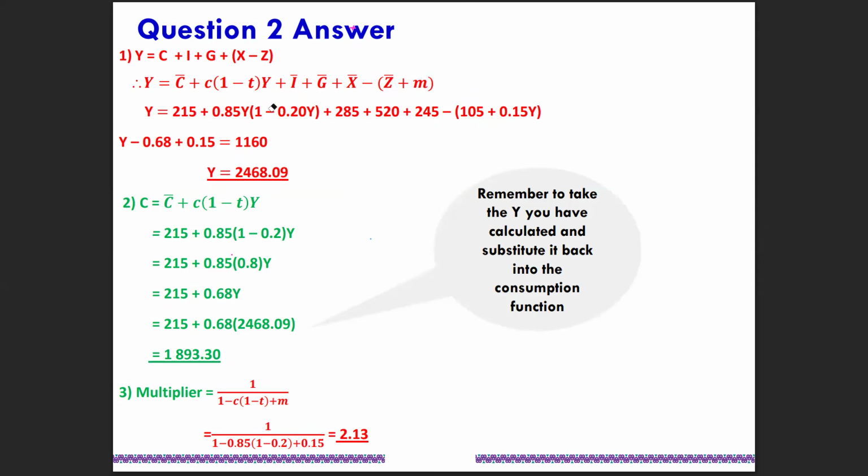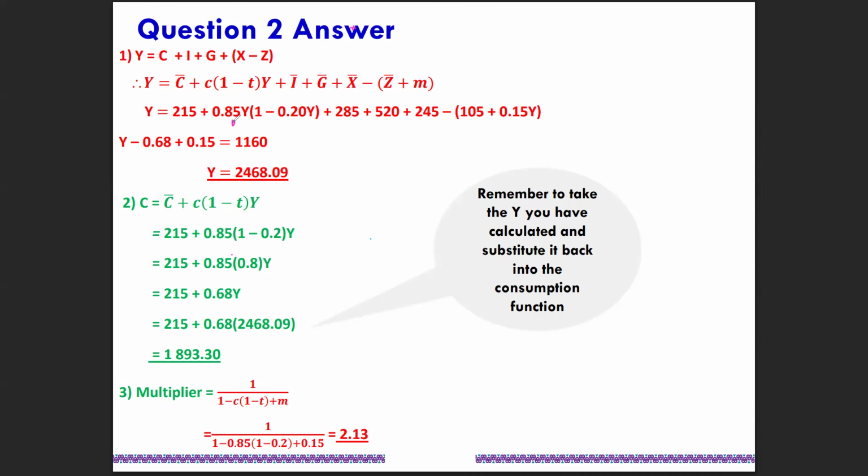So you can see that I'm going to solve the bracket first. This one is going to be 0.8 times 0.85, which is 0.68. And then you're going to say, oh, they also didn't show the step. But here it's going to be minus 105 minus 0.15, right? And then you group the like terms, you're going to get 1,160. And then you're going to take these ones.